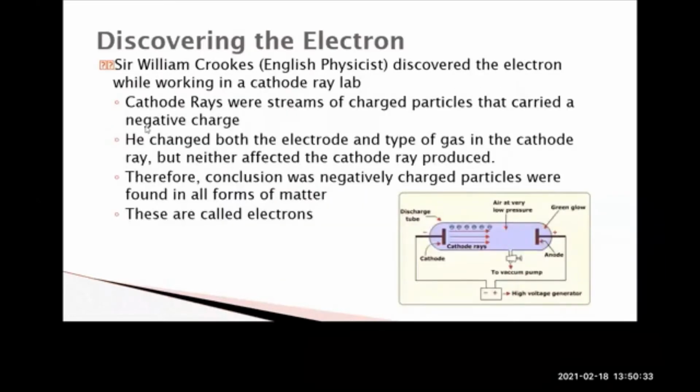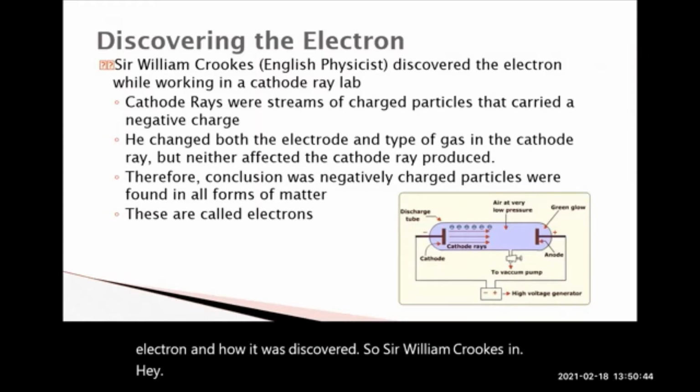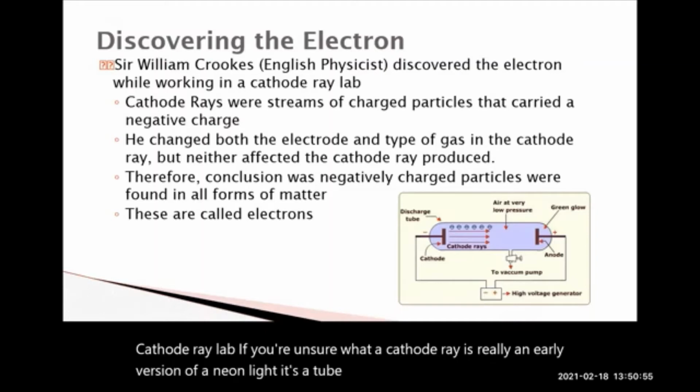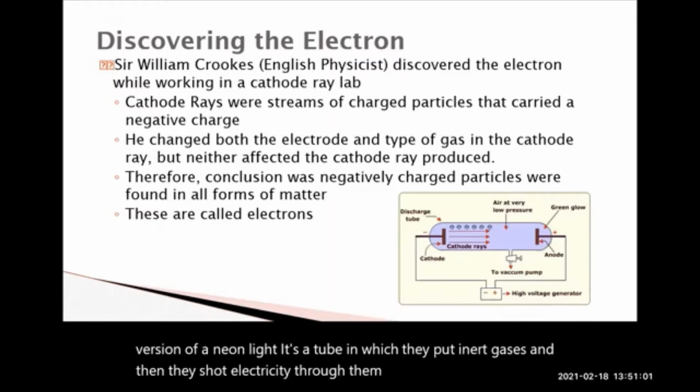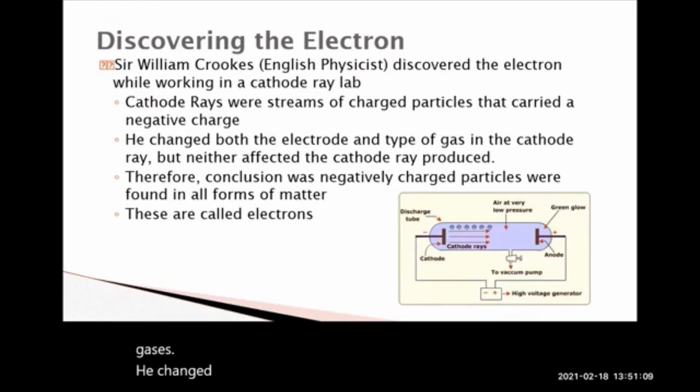Moving forward, we're going to talk about who discovered the electron and how it was discovered. So, Sir William Crookes in a cathode ray lab. If you're unsure what a cathode ray is, it's really an early version of a neon light. It's a tube in which they put inert gases, and then they shot electricity through them from positive to negative, and it changed color. They did this with a lot of different gases. He changed the electrode, the type of gas, but they always changed color.